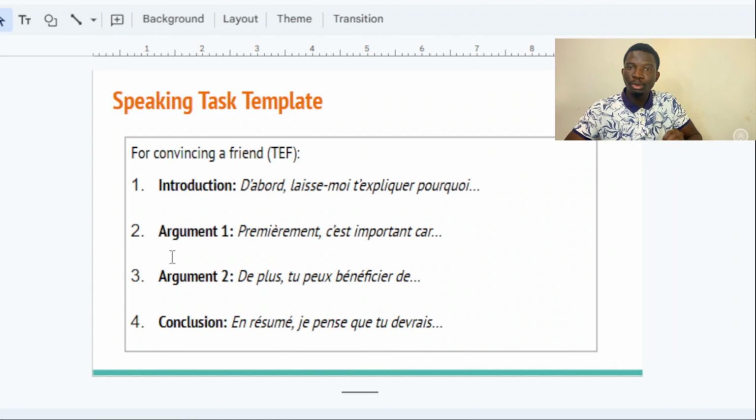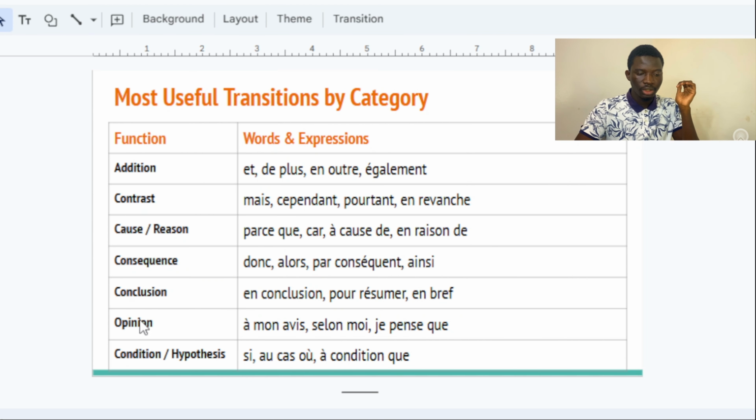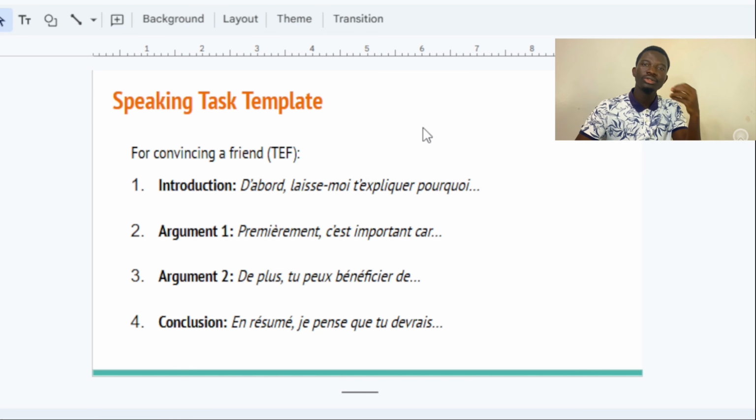Premièrement, firstly, c'est important car. It's important because. Firstly, c'est important car ça va nous épargner beaucoup d'argent. We're going to save a lot of money from this, right? De plus, tu peux bénéficier de. So after finishing your first argument, you can say de plus. In addition, tu peux bénéficier de. You can benefit from. And when you're done with your arguments, you can conclude. Say en résumé, in summary, or you can use the words that I already taught you. En conclusion, pour résumer, je pense que tu devrais. I think that you should. Je pense que tu devrais venir avec moi. I think that you should come with me.